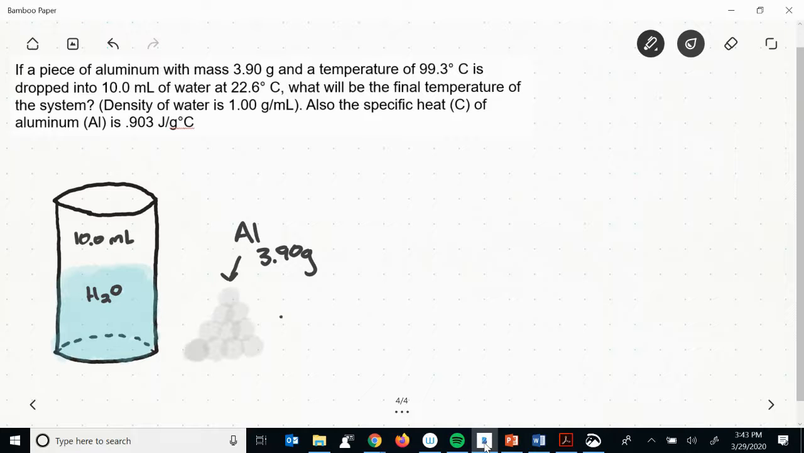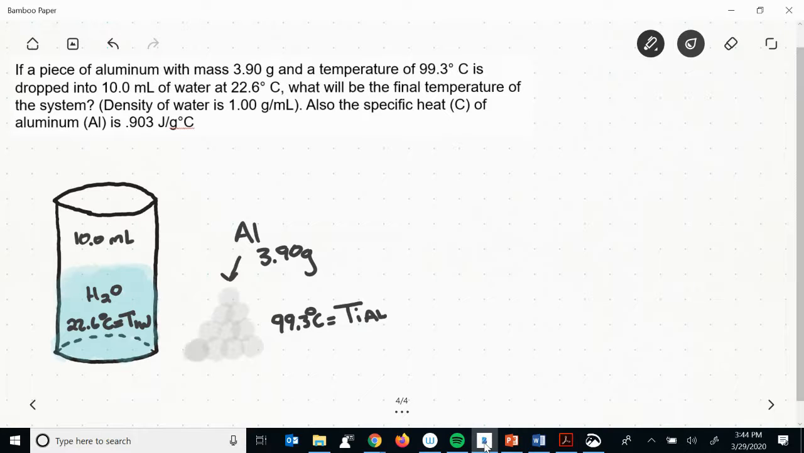It's at a temperature of 99.3 degrees Celsius, and we're going to call that the initial temperature of the aluminum metal. The water, on the other hand, also has its own initial temperature. It's 22.6 degrees Celsius, and we're going to call that TIW. Again, because its initial temperature is different than the aluminum.